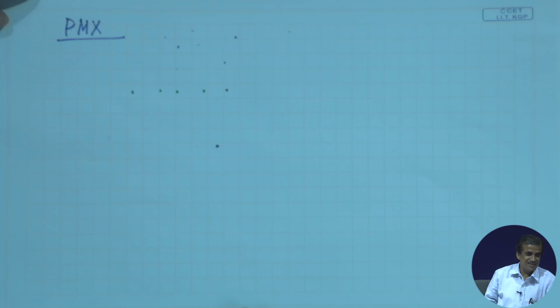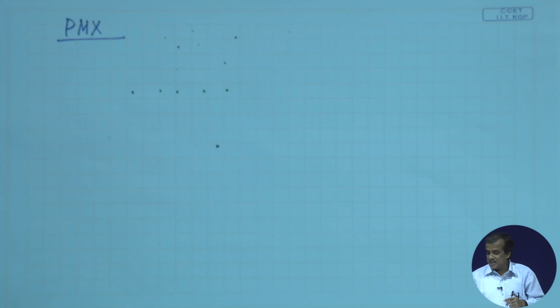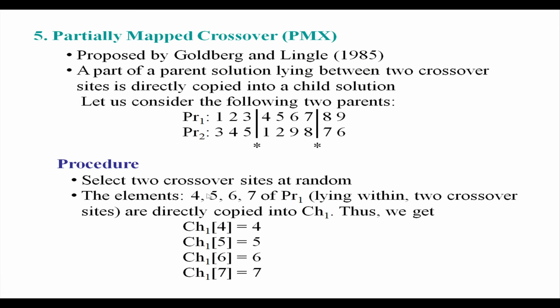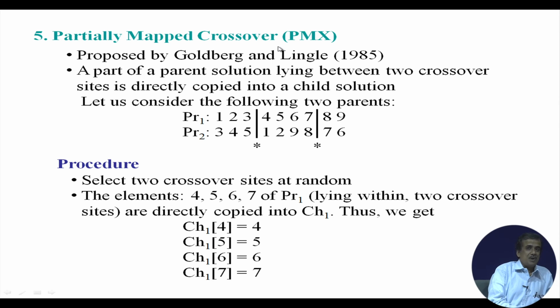Answers are different. Now, I am going to discuss another crossover method, called partially mapped crossover, in short PMX, which was proposed in 1985 by Goldberg and Lingley. Here the method is slightly difficult to understand, so listen to me very carefully. A part of a parent solution lying between two crossover sites is directly copied into a child solution.